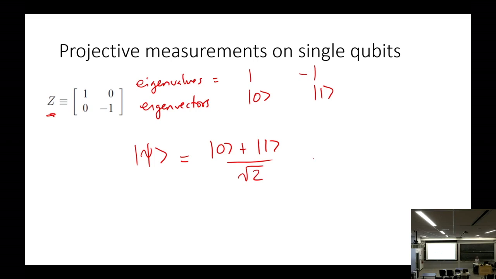So this is going to give the result plus 1 with a probability of a half. And this is just equal to the inner product of psi with the projector onto 0, applied to psi. And we'll get the result minus 1 with a probability of a half as well. So that's why we like projective measurements. They're very simple.